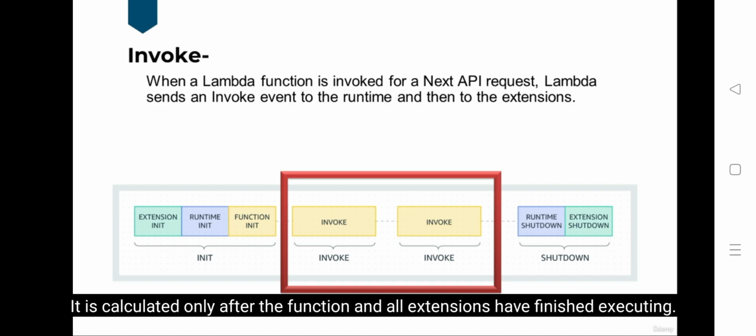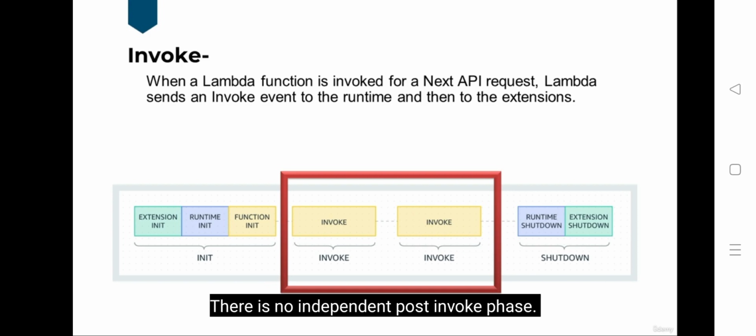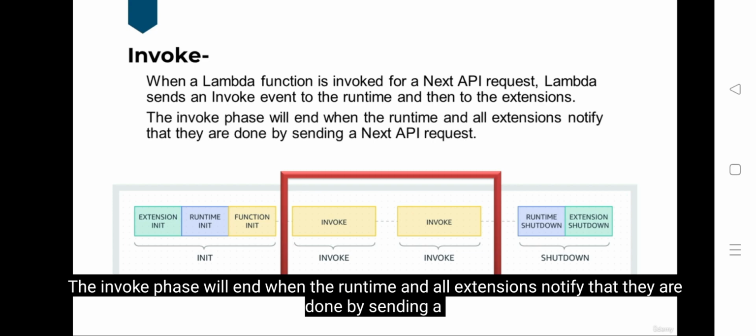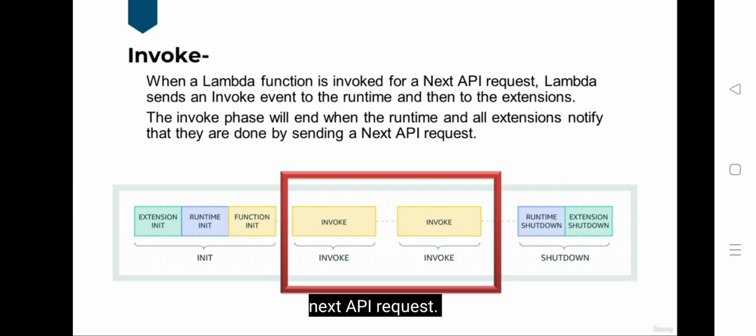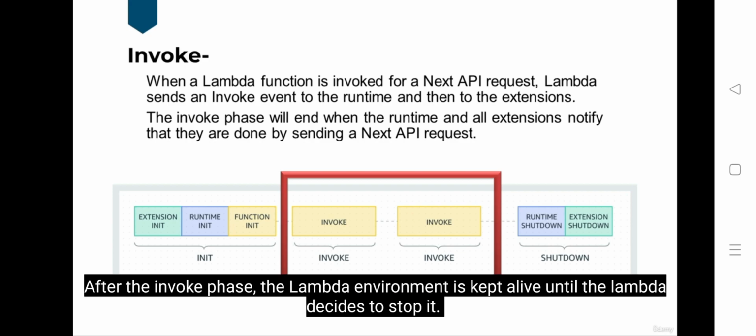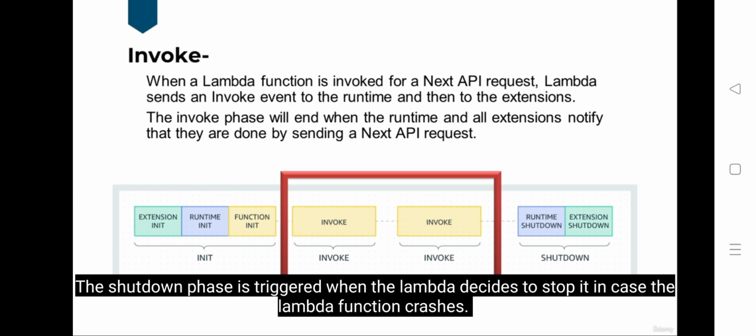It is calculated only after the function and all extensions have finished executing. There is no independent post-invoke phase. The invoke phase will end when the runtime and all extensions notify that they are done by sending a next API request. After the invoke phase, the Lambda environment is kept alive until the AWS Lambda decides to stop it. The shutdown phase is triggered when the AWS Lambda decides to stop it.